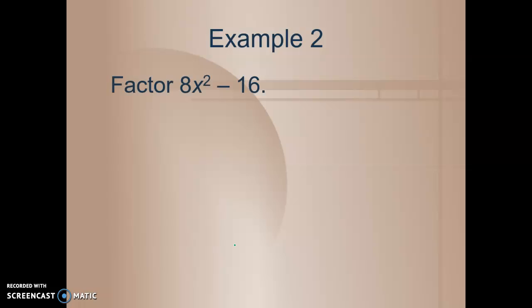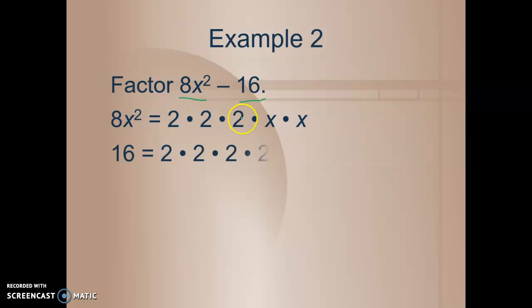Let's take a look at this. We want to factor 8x squared minus 16. We have 2 terms here, 8x squared and 16. So the first thing that we're going to do is list the prime factorization of each so that we can find the greatest common factor. The prime factorization of 8x squared is 2 times 2 times 2 times x times x, and the prime factorization of 16 is 2 times 2 times 2 times 2. Let's see what they have in common. We can circle the things they have in common. They have a 2, a 2, a 2. Those 3 things in common, nothing else.